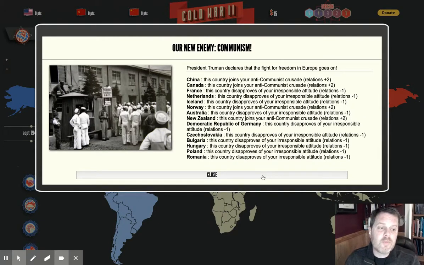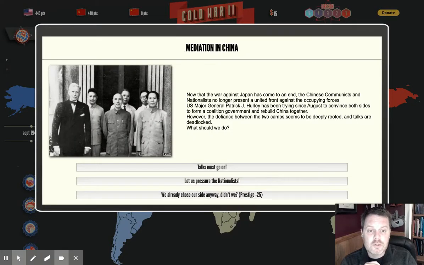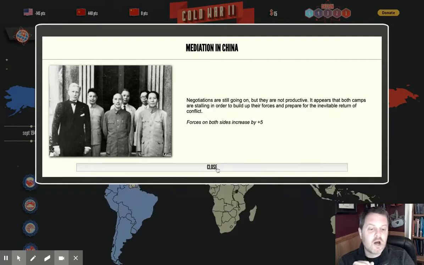Now, when you look at this screen here, you see you have countries listed with plus or minus as your relationships go with them. Now, that has to do with your sphere of influence. How much influence do you have on them? Again, we'll come back to that. So I'll hit close. Okay, here in China, what should we do? We already chose a side anyway, didn't we? We lose points here. We could say the talk should go on, so we'll keep talking. And it says our forces on both sides increase by +5. So obviously, in terms of gameplay, it's increasing our score.